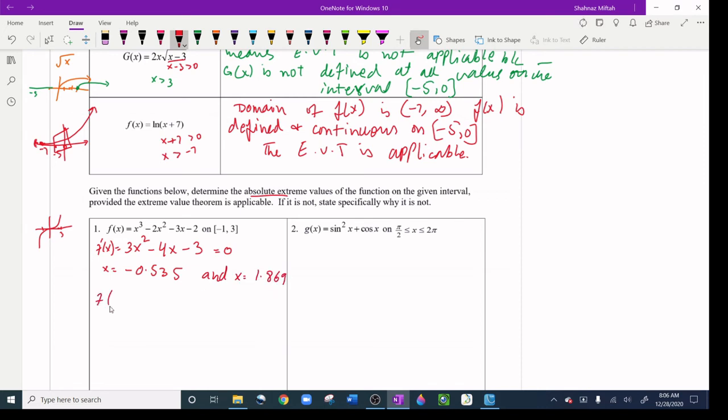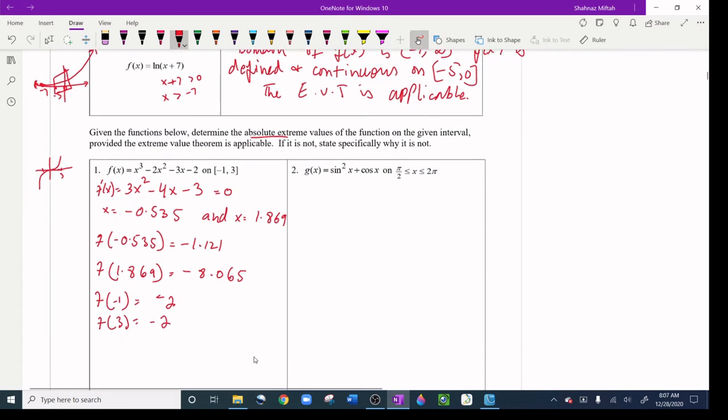Now I'm going to plug them in the original, -0.535, and I'm going to plug in 1.869, and I'm going to plug in -1, and I'm going to plug in 3, because we have to plug in endpoints too. So these are all my values that I'm going to plug in the original. Okay, remember original, that's why I have the f. When I plug in -0.535, I got -1.121. When I plug in 1.869, I got -8.065. When I plug in -1, I got -2. I plug in 3, I got -2.